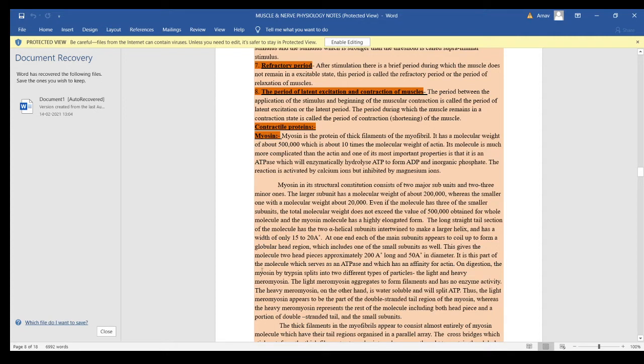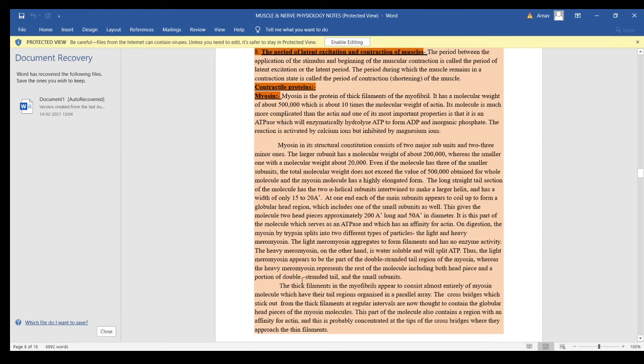On digestion, the myosin gets split up with the help of the enzyme trypsin into two different types of particles, that is the light meromyosin and the heavy meromyosin. The light meromyosin will aggregate to form the filaments, and it has no enzyme activity, whereas the heavy meromyosin is water soluble and will split the ATP. Thus the light meromyosin appears to be part of the double stranded tail region of the myosin, whereas the heavy meromyosin represents the rest of the molecule, including both headpiece and a portion of the double-stranded tail and the small subunits.